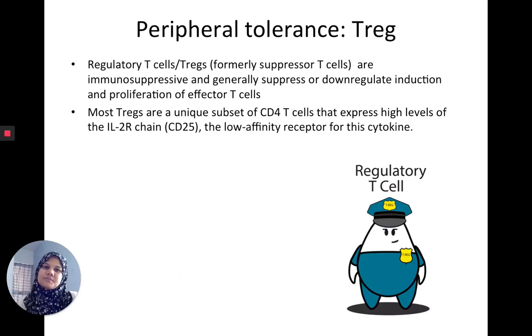So, the peripheral tolerance by Tregs. Previously they were called suppressor T cells, because they technically do induce immunosuppression, and they downregulate induction and proliferation of effector T cells. But now they're better called regulatory. So they just regulate the behavior of these other immune cells. They're a unique subset of CD4 T cells mainly, but there are some that are CD8s as well. And they express high levels of CD25, which recognizes the IL-2R.